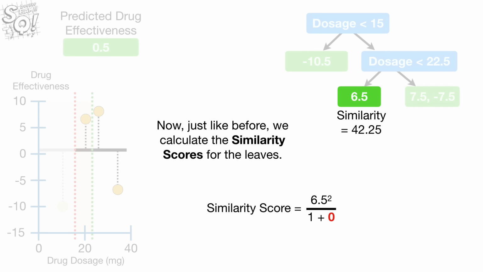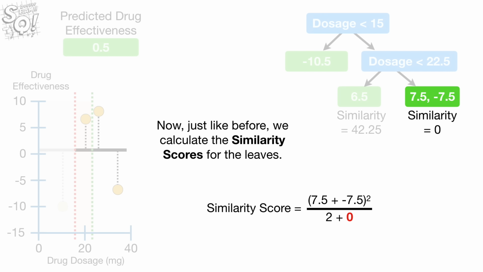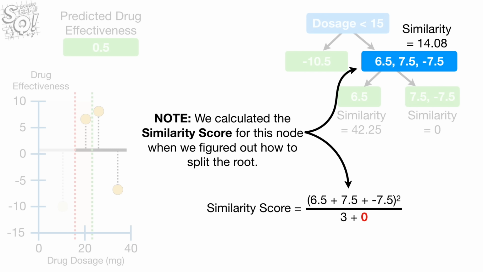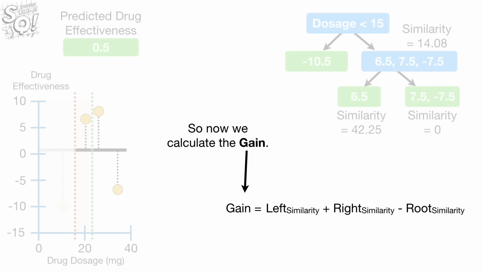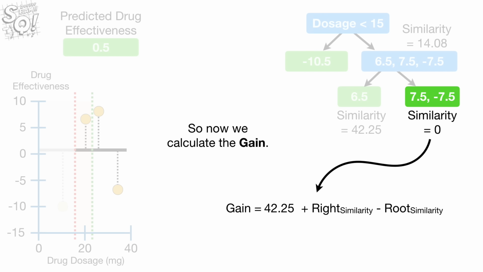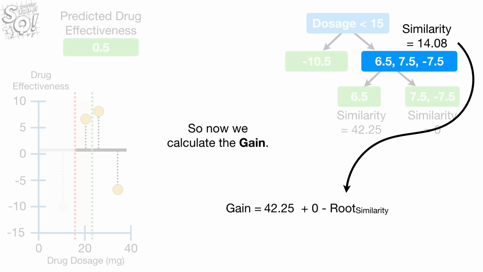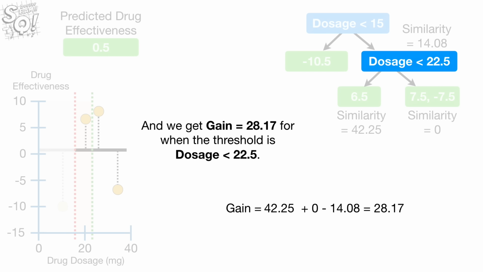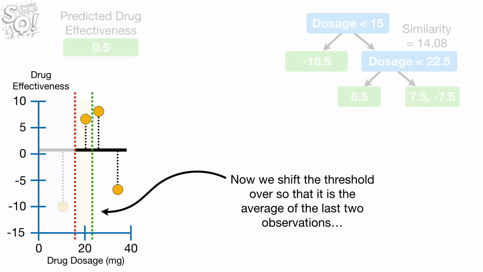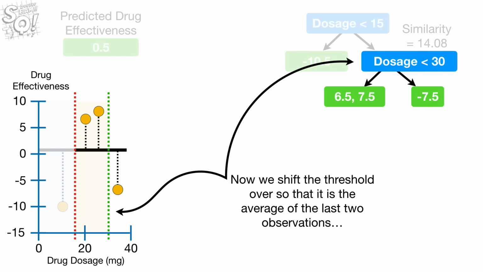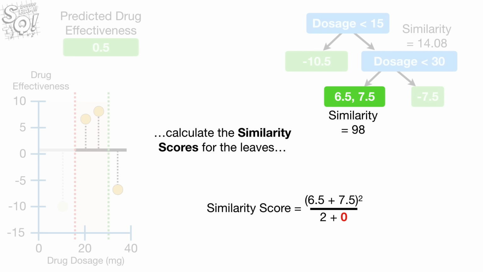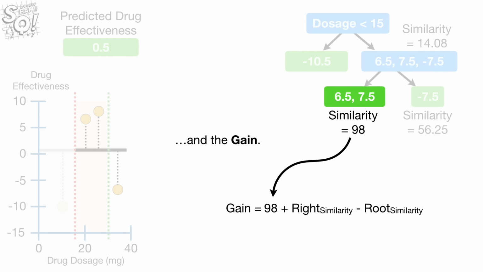Now, just like before, we calculate the similarity scores for the leaves. Note, we calculated the similarity score for this node when we figured out how to split the root. So now we calculate the gain. And we get gain equals 28.17 for when the threshold is dosage less than 22.5. Now we shift the threshold over so that it is the average of the last two observations, calculate the similarity scores for the leaves, and the gain.